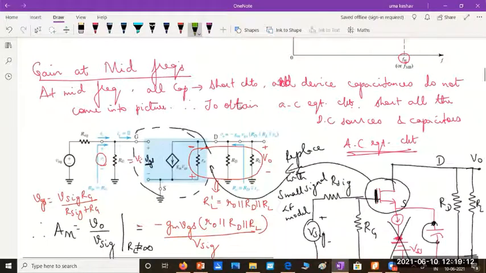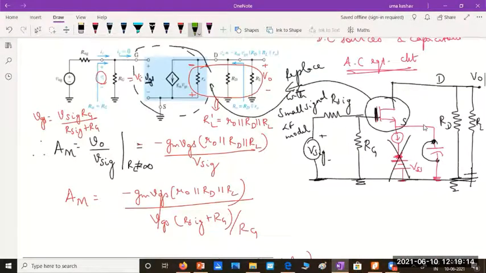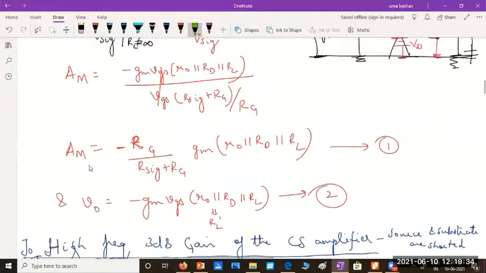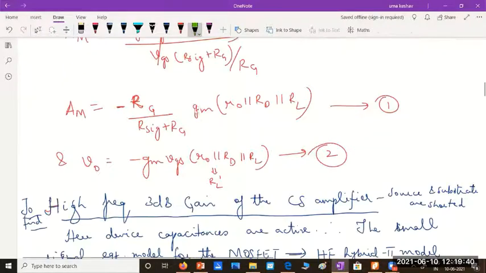So first we found the gain at mid frequencies. We said all capacitors will act like short circuits, the coupling and bypass capacitors. DC sources are removed to do the AC analysis. So DC voltage sources will also be acting like short circuits. Current sources will be open circuit. We found the mid-band gain to be minus Rg by Rsig plus Rg into Gm into RL dash.